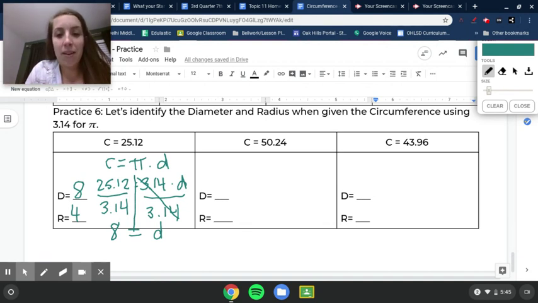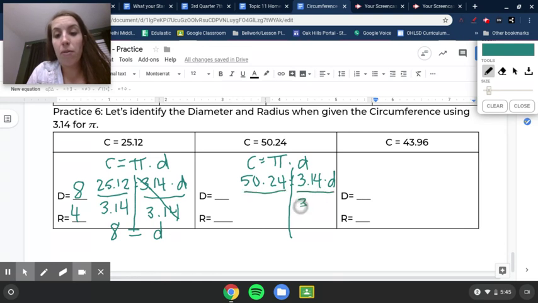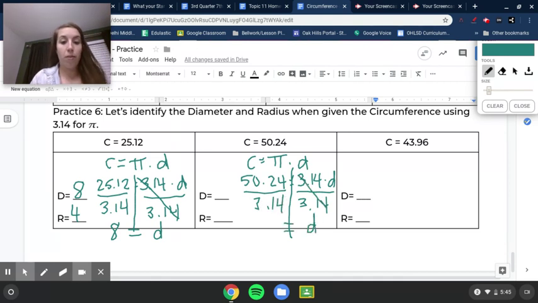Okay? Same thing with the next one. Circumference is equal to pi times the diameter. They don't give us the diameter. They say that the circumference is 50.24. They say pi is 3.14, and you need to find the diameter. I need to get the diameter by itself in order to figure out what it is. It's currently being multiplied by 3.14. The opposite of multiplying by 3.14 is dividing by 3.14. So in your calculator, you're going to put 50.24 divided by 3.14. When you do that, you get the diameter of 16. 16 divided by 2 is 8.